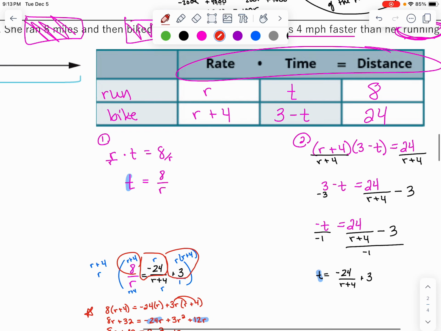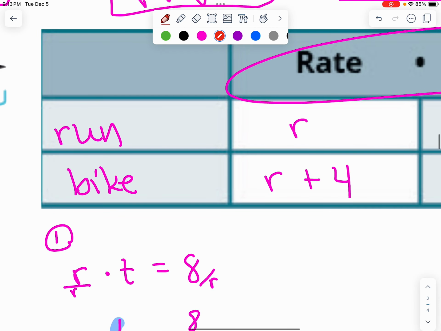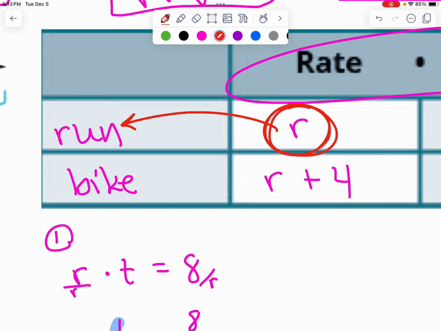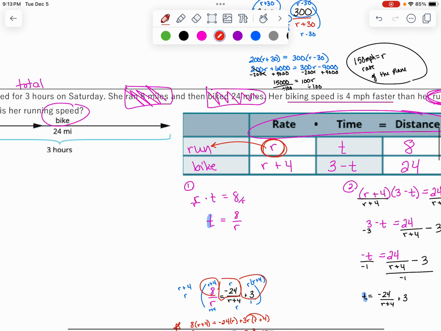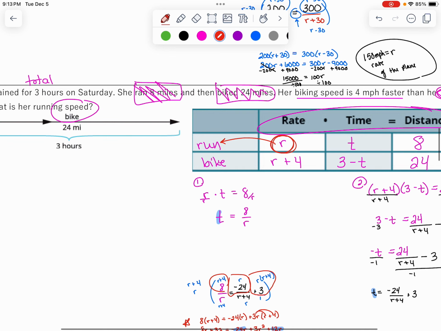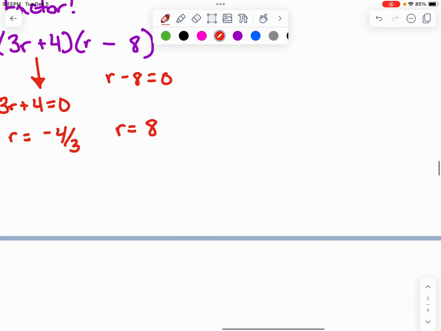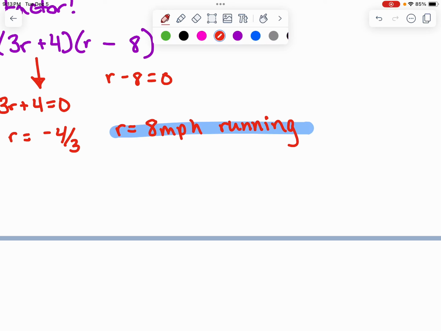Now, what in the world did R stand for? That would be the rate of running. So that was miles per hour, 8 miles per hour running. I don't think the question asked about biking, but if it did, we could just remember it was R plus 4. It would be 12 miles per hour biking.